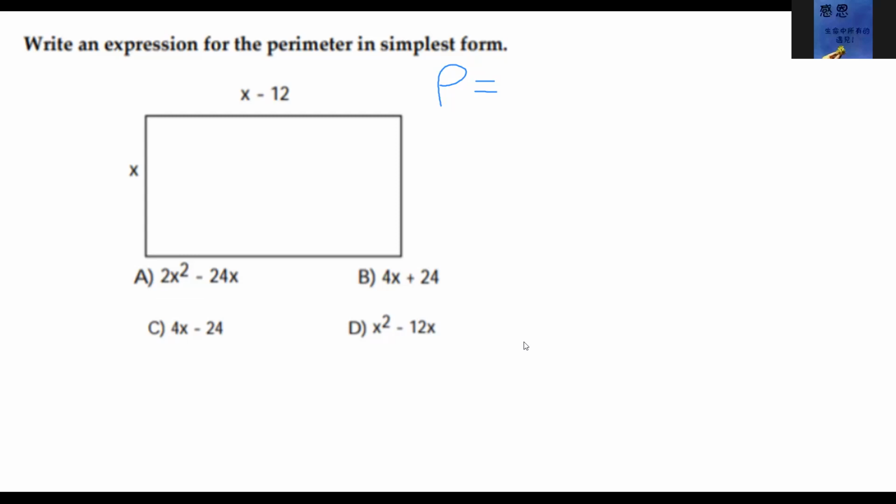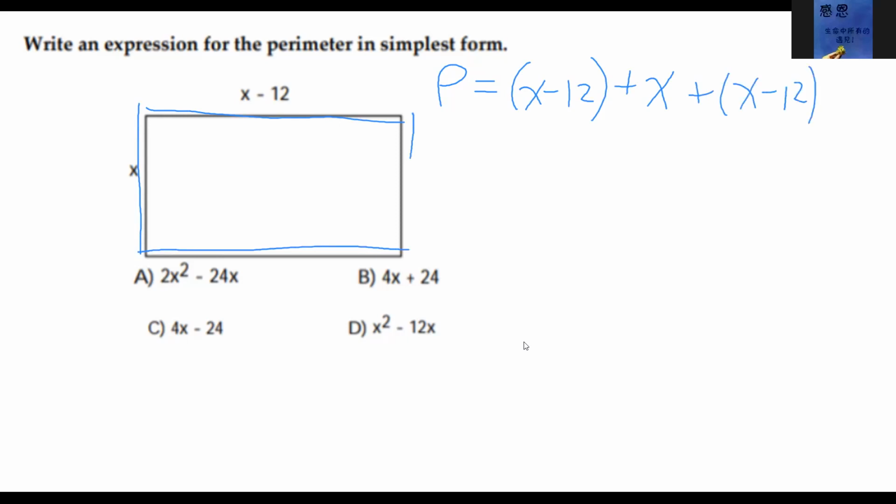You know that. Okay, so to find the perimeter of this rectangle, I need to add all of the side lengths. So this length right here is x minus 12. So I can do x minus 12. I can use brackets if I want. Plus this length right here, which is x. I won't bother using brackets for that. Plus this length right here, which is equal to x minus 12. Plus this last side, which has x units.